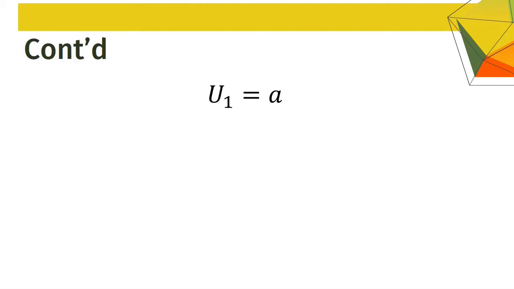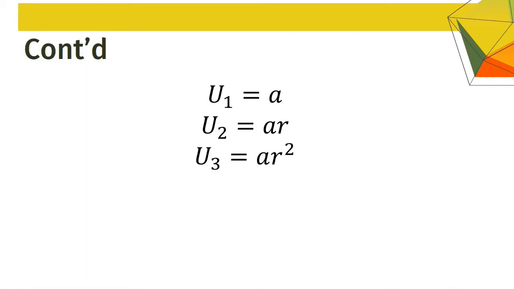The first term is given by U1, which equals A. Remember that A represents the value of the first term. How do I get my second term? Remember that the second term of a geometric progression is given by the first term, or the previous term, multiplied by the common ratio R, and that produces AR.